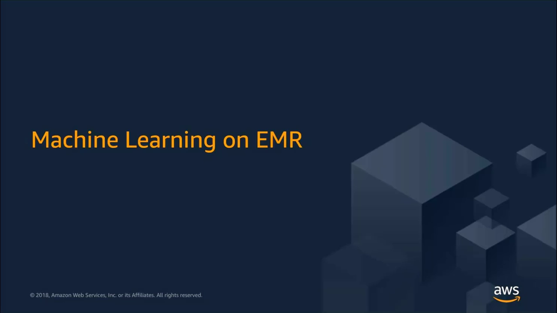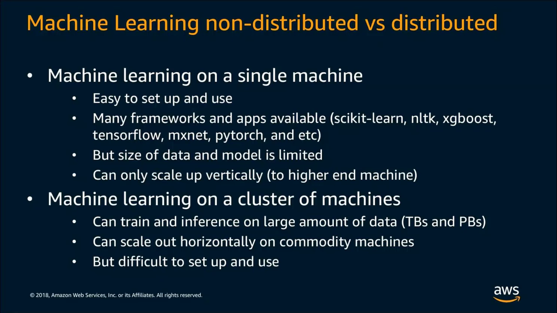Next, let's talk about machine learning on EMR. First, let's look at non-distributed machine learning versus distributed machine learning. Non-distributed machine learning refers to machine learning on a single machine. The pros for machine learning on a single machine are it's easy to set up and use. Most machine learning frameworks and applications run on single machines, and many frameworks are available, such as scikit-learn, NLTK, XGBoost, and more recently TensorFlow, MXNet, PyTorch, and etc.